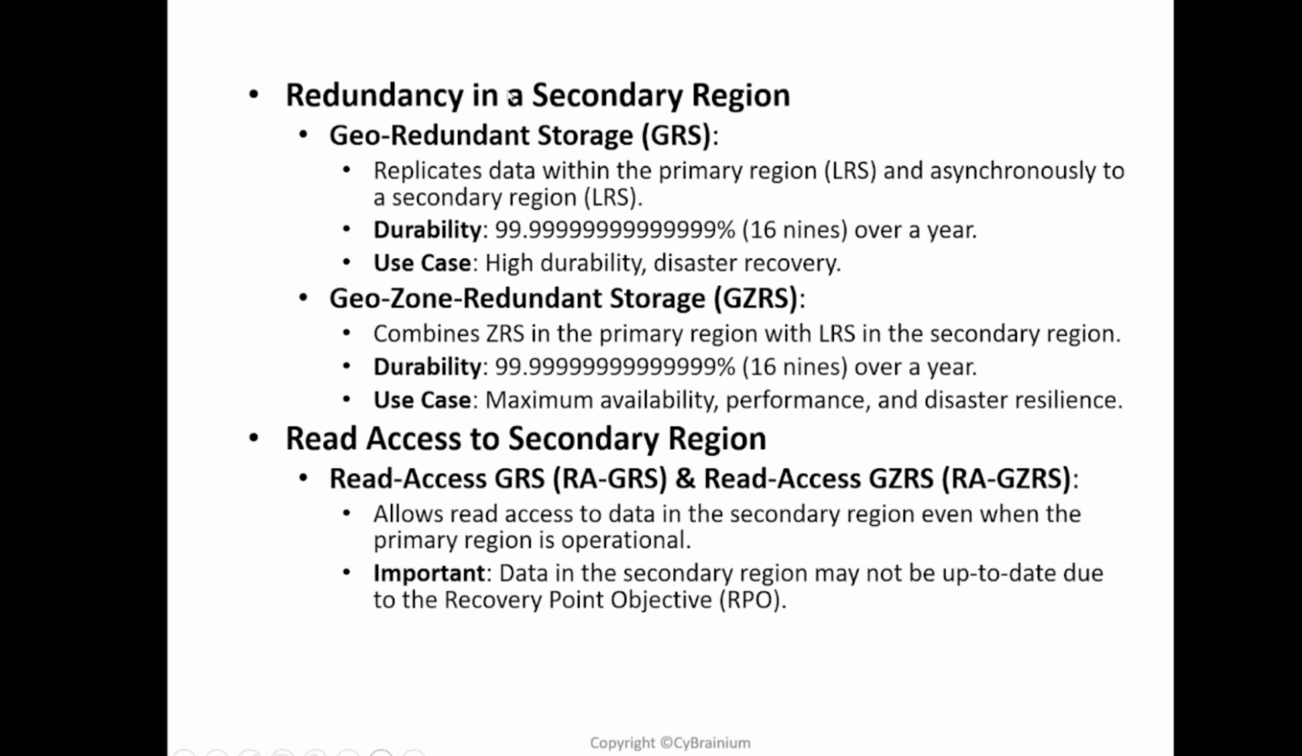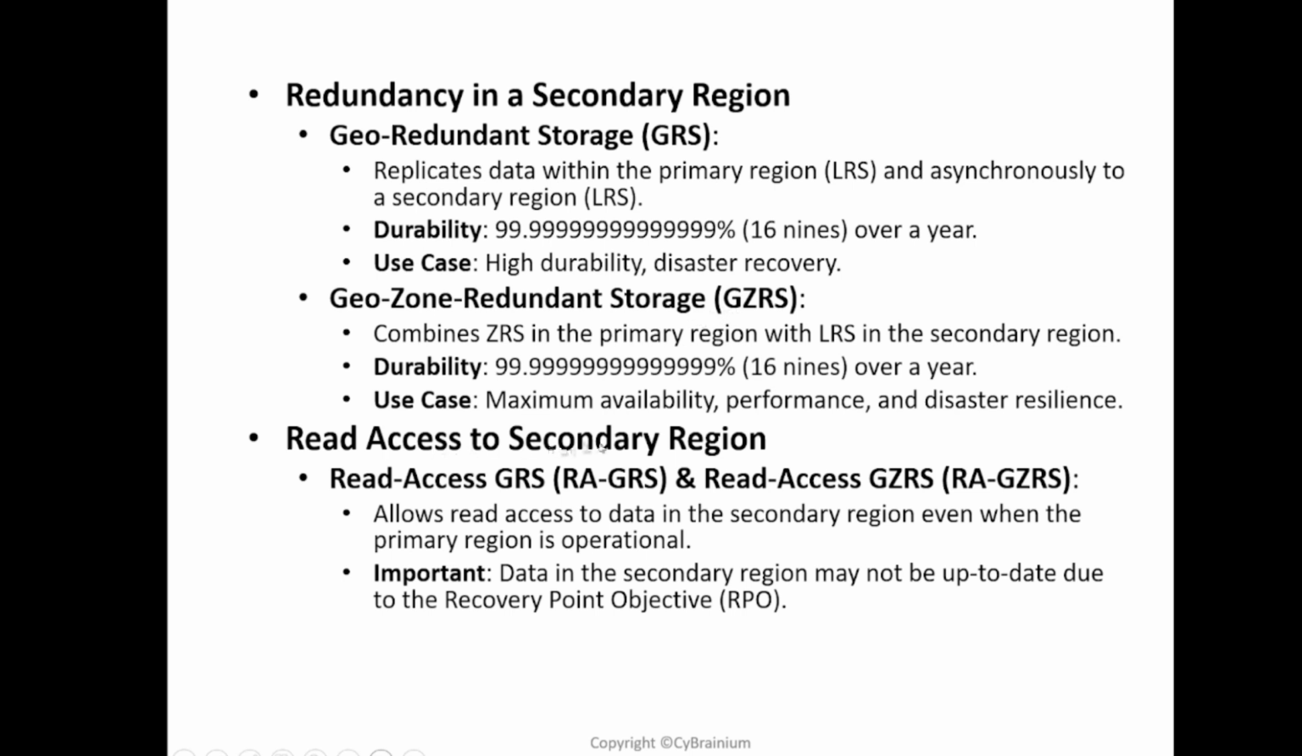Now, redundancy in a secondary region, where we can see geo-redundant storage, where 16 nines of durability can be observed. The use case is very high durability and disaster recovery. Similarly, for maximum availability and performance, we can go for geo-zone redundant storage.